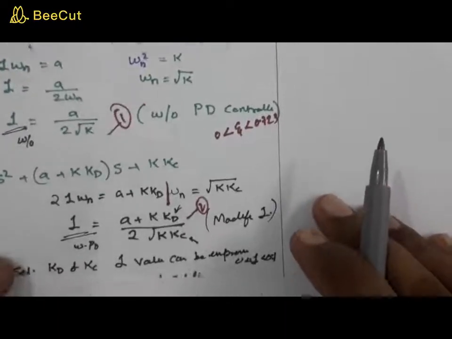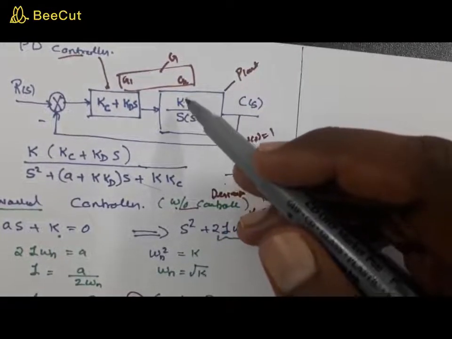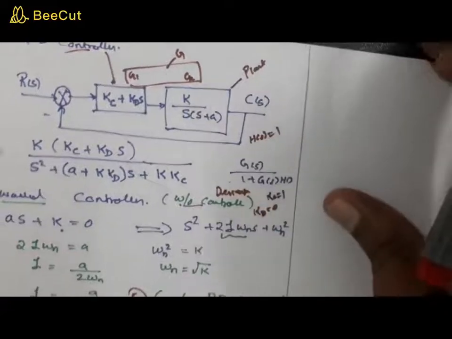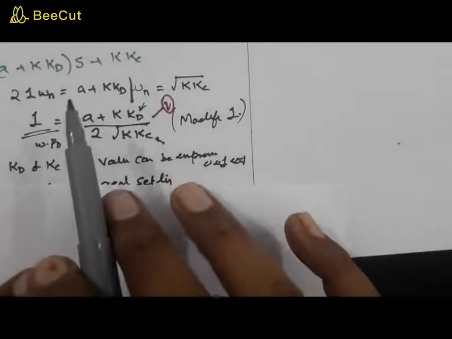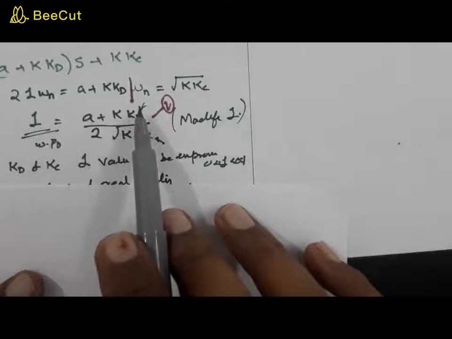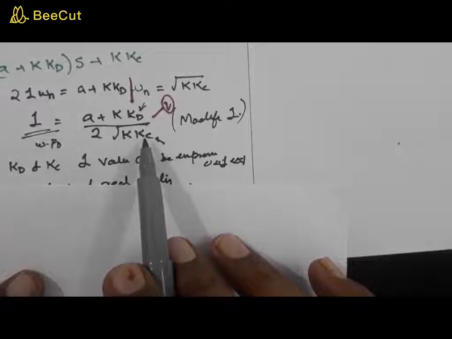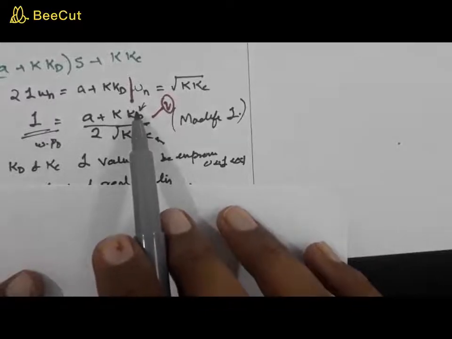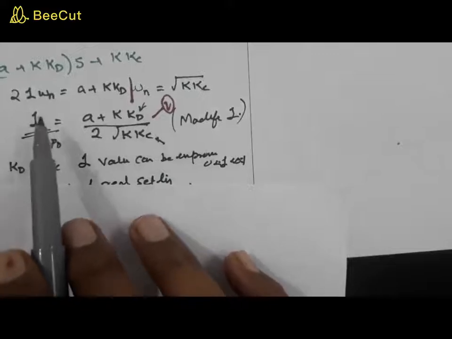Now once you have designed this process, it's not possible to change the value of K. Now when you try to connect a PD controller, looking at this equation, there is a provision for suitably selecting your Kd and Kc, that is, a proportional gain as well as a derivative gain. By suitably selecting these, you can improve the value of zeta.